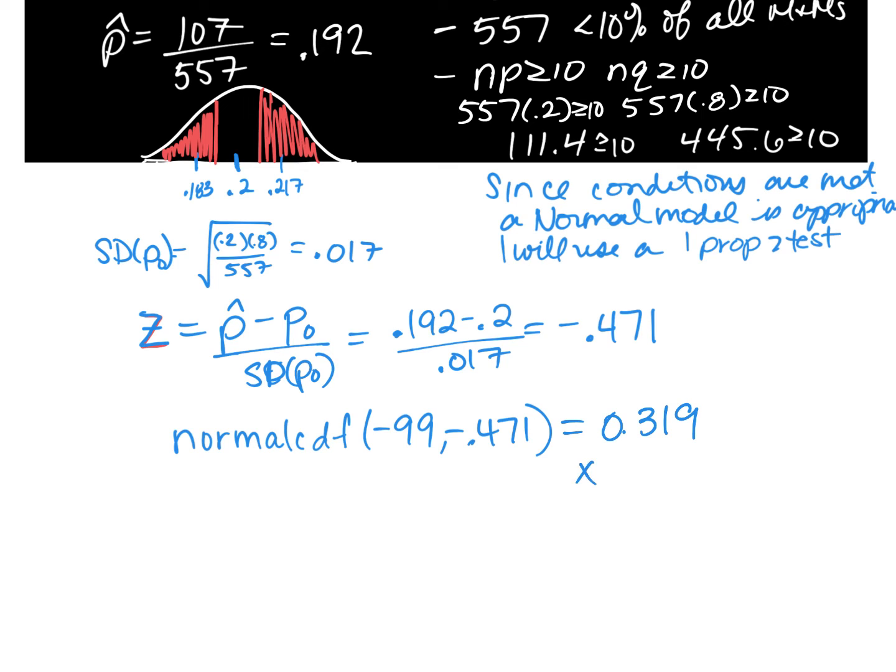And then we're going to times by 2 because it's not equal to. So we do times by 2 because both sides are symmetrical. Exactly. Both sides are symmetrical, so I only need to calculate one side, and it'll tell me the area on both directions, so I'll just multiply it by 2. So there's a 63% chance of getting a sample of 0.192 if the true proportion of blue M&Ms is 0.2, which is pretty darn likely, right?